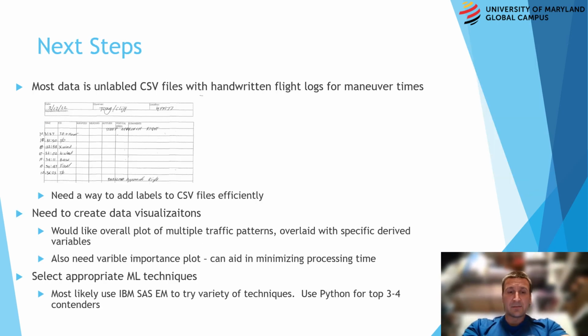For the next steps of this project, the biggest next step is that most of the data is unlabeled CSV files. Like I talked about, it comes out of the Aurora database. And for some of those files, there are handwritten flight logs. So you can see an example of what a flight log might look like. It's just a write down of the times and what's occurring during that. That's not standard output for most pilots. Most pilots could recount that after flight, but most pilots don't keep a detailed flight log like that. So this is just done for the simulators.